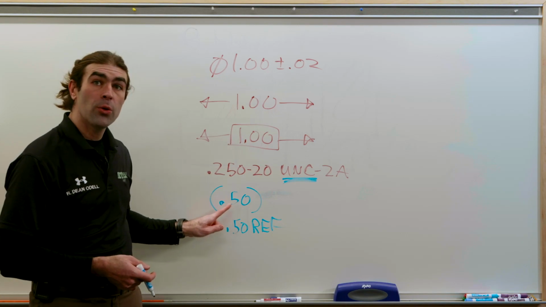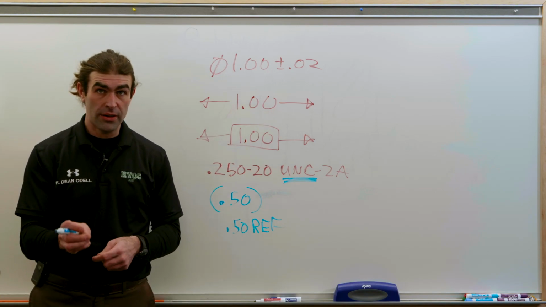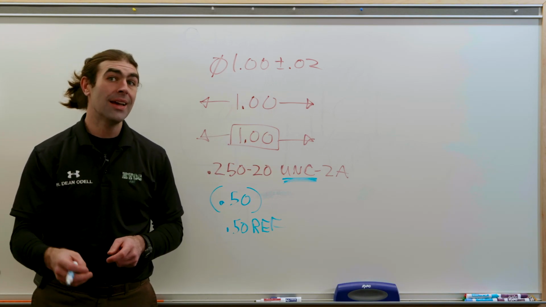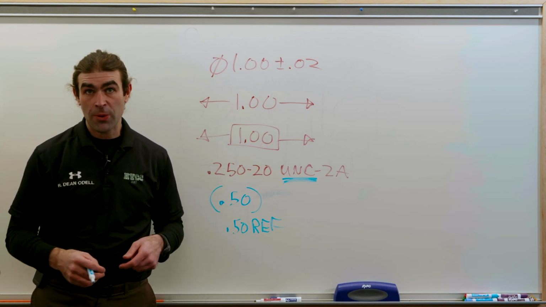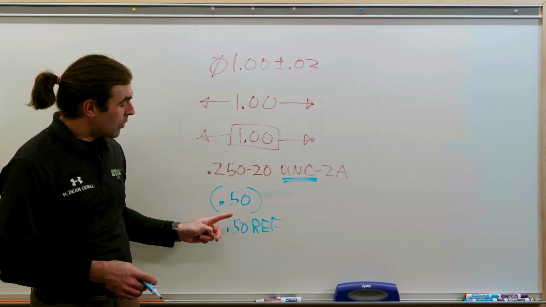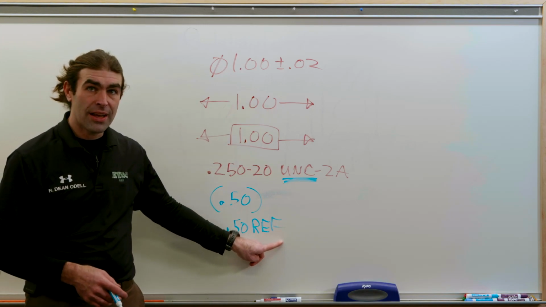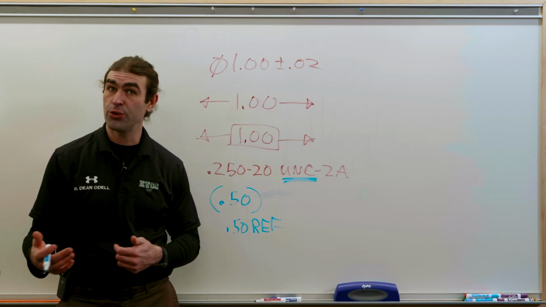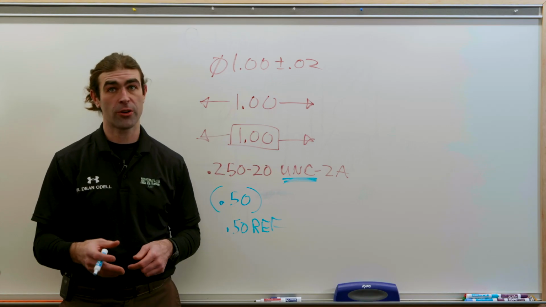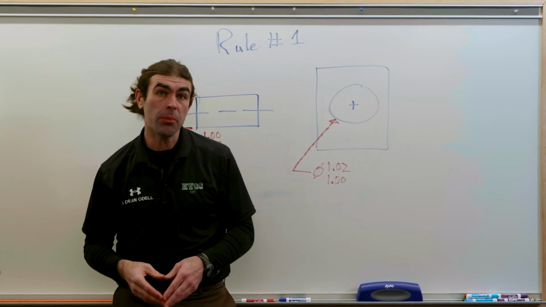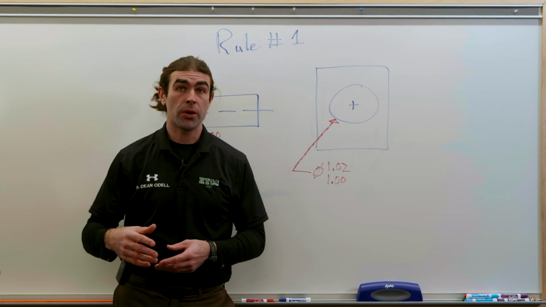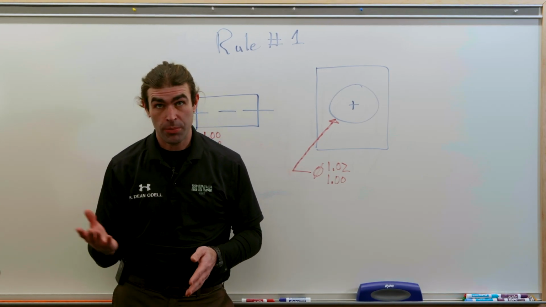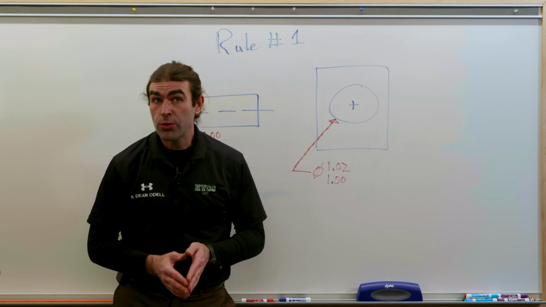Now they can be shown with parentheses, which is the current standard and has been the current standard since 1973. In the 1973 ASME Y14.5, it was optional whether to write REF in capital letters or use the parentheses. So companies still use both. The parentheses are the current standard though. So next up, let's talk about rule number 1. Now I have a whole nother video about this and I'll put a card up in the corner. I'll just briefly go through it now.